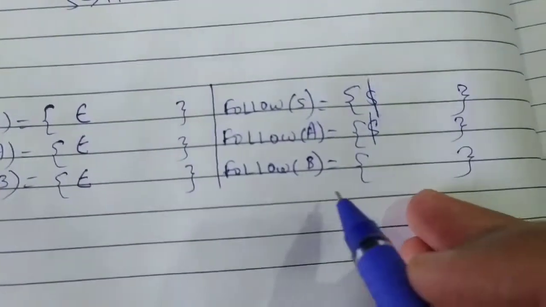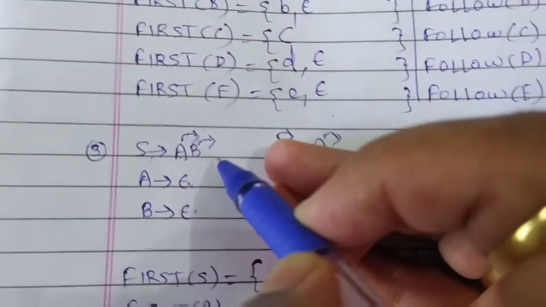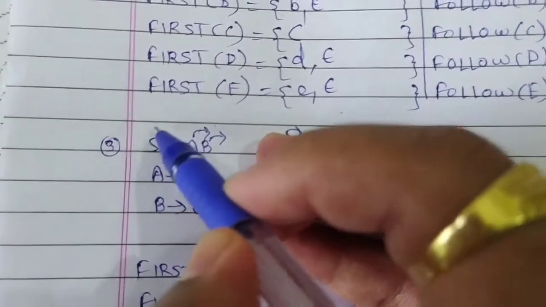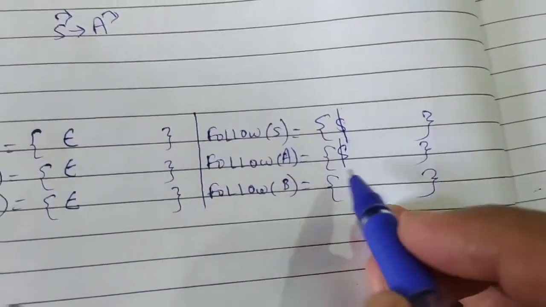Now we will find out follow for capital B. So where is capital B? Here. Who is following capital B? Nothing. But this is generated from this. So whoever is following capital S will also follow capital B. So what is the follow of capital S? Dollar. So again it will become dollar here.